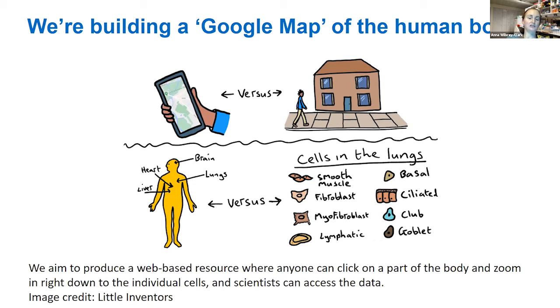With the Human Cell Atlas, what we want to do is to be able to look at the human body, and then zoom in down to looking at organs and particular tissues. And then you want to go all the way down to the level of what cells are in those tissues, and how they fit together. And this data will be accessible to anyone who knows how to use it.